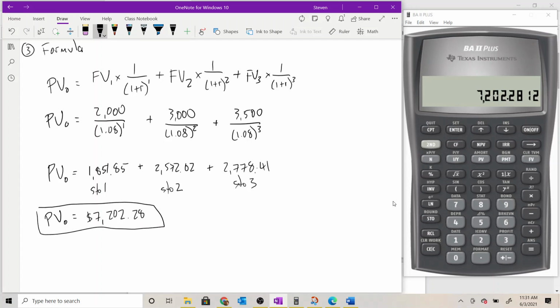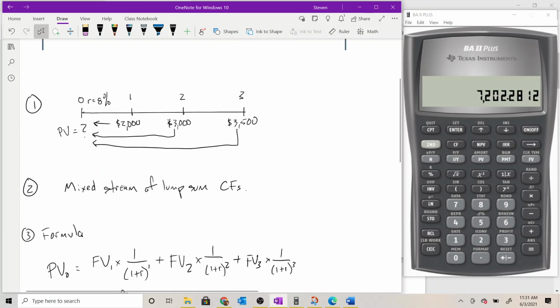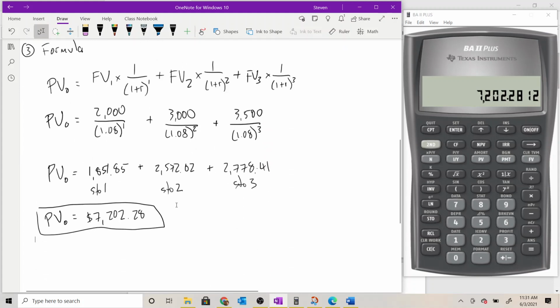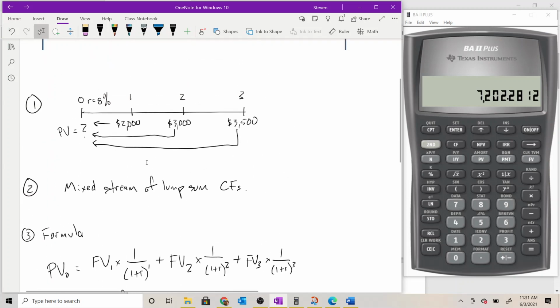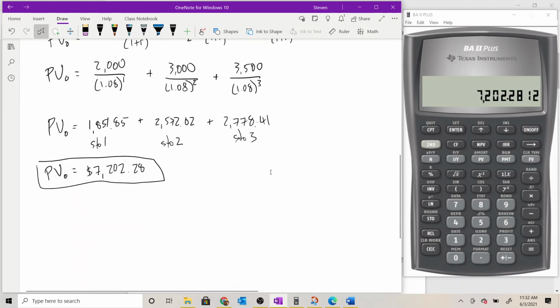So if I were to pay for this investment $7,202.28 today, I would invest that today, I'd pay it out, and then over the next 3 years I would receive cash inflows of $2,000, $3,000, and $3,500. Once I receive that last cash inflow of $3,500, I will have earned an 8% rate of return. And we know that because we calculated that present value using an 8% discount rate. So we found the present value of those 3 cash flows discounted at 8% back to today's dollars. So we know that those are equivalent. This present value is equivalent to these 3 future values discounted back at 8%. Okay, that's the formula solution.